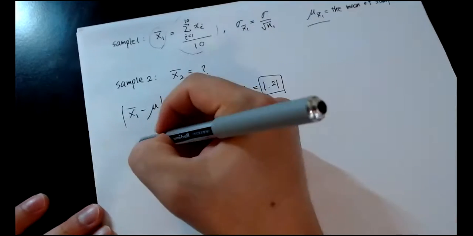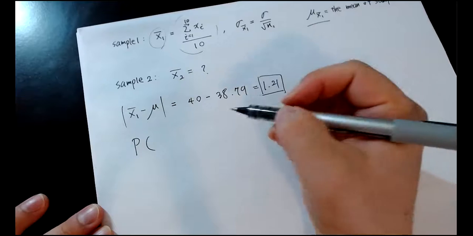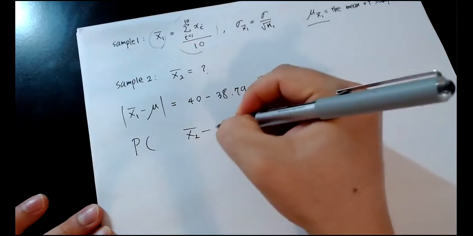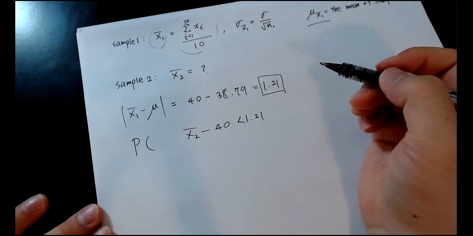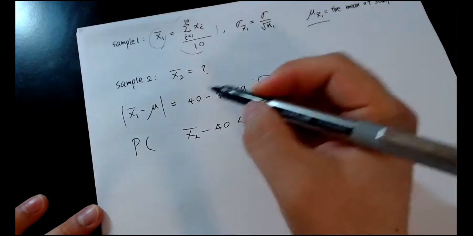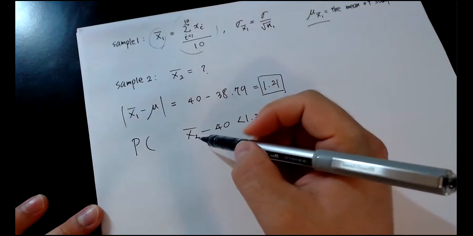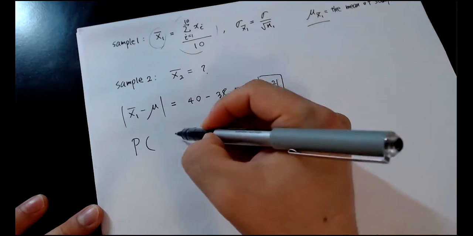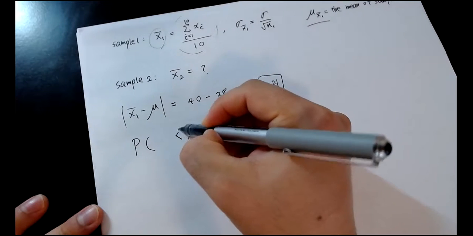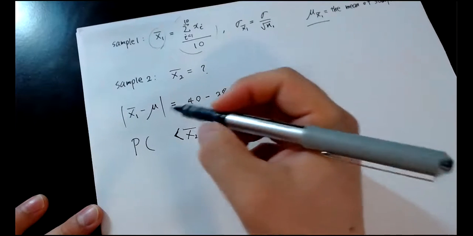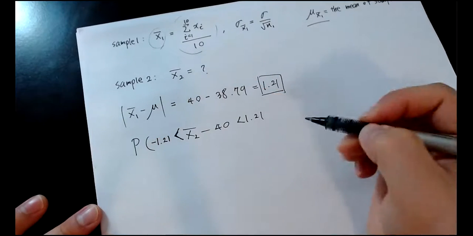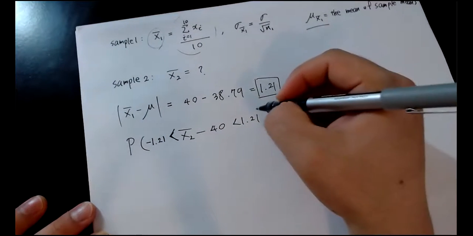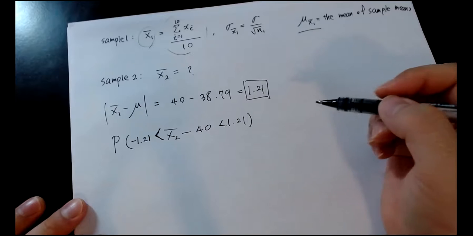So now we're going to figure out this question. The probability that x2 bar minus 40 must be less than 1.21, right? And then also, what if x2 bar is less than 40? We have to think about that case too. So x2 bar minus 40 is greater than negative 1.21. Okay, so we need to calculate this.